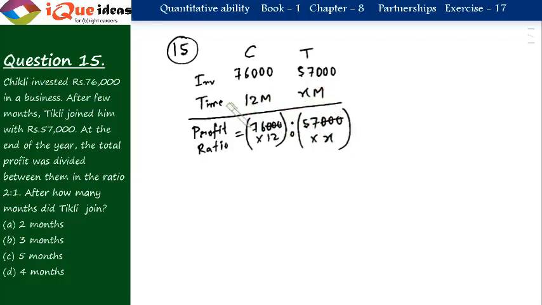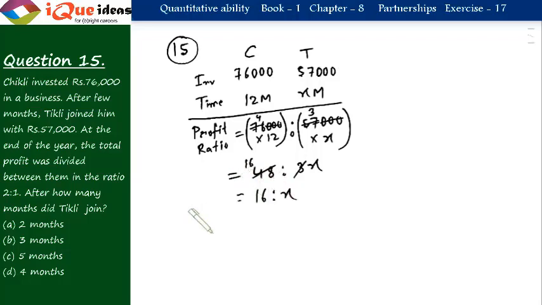Now 3 zeros are cancelled. 19 fours is 76 and 19 threes is 57. So we have 4 into 12, that is 48, is to 3x. Then 3 cancels 48 16 times. So it is 16 is to x. This is the profit share ratio.